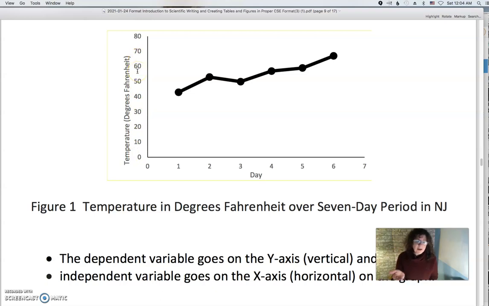The way I remember that for mnemonic, I remember do it yourself, DIY, right? So dependent on the y-axis, because you're doing these yourself anyway. If that helps you to remember it, I hope it will.